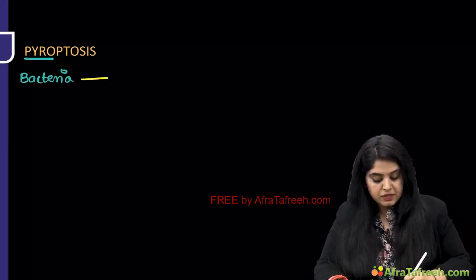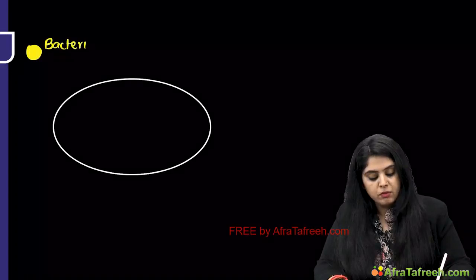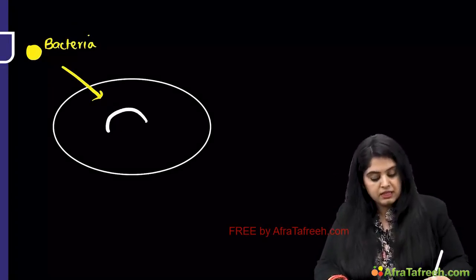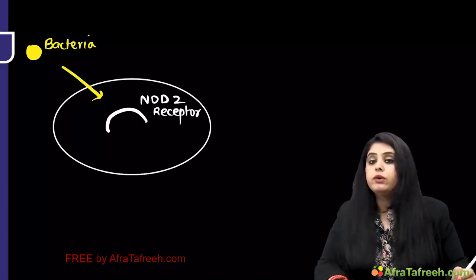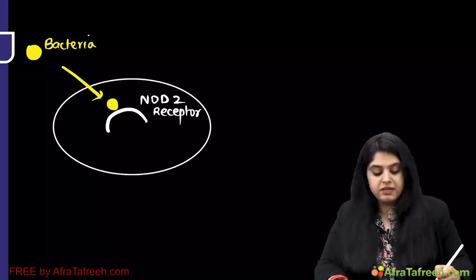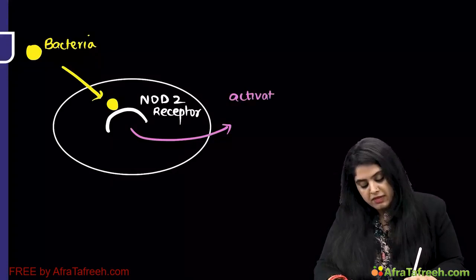When the bacteria, so for example, I draw a bacteria over here. When this bacteria enters into the body, can you say which is the receptor that is going to welcome it? Which receptor welcomes the bacteria? That is the question that you get. The NOD2 receptors. The NOD2 receptors are going to welcome and receive this bacteria. And you know what is going to happen after that? There is going to be activation of inflammasomes. There is activation of inflammation.